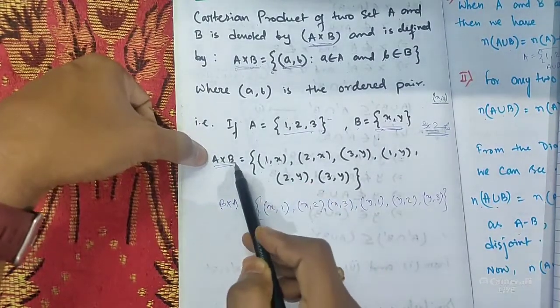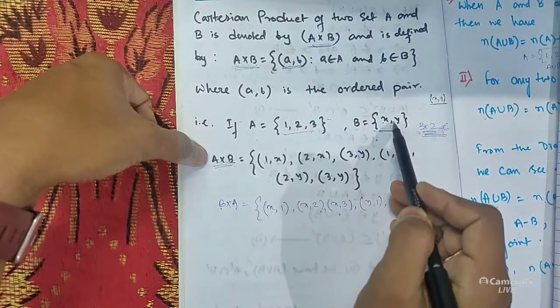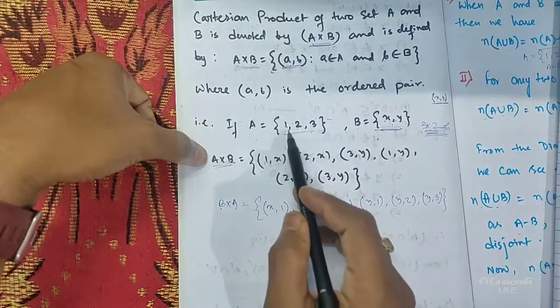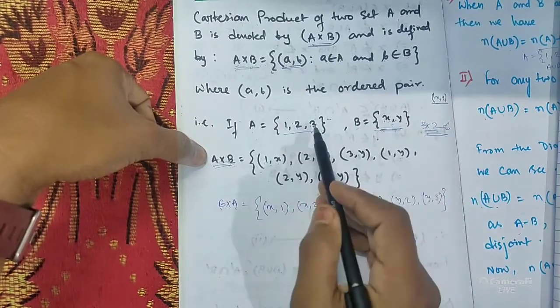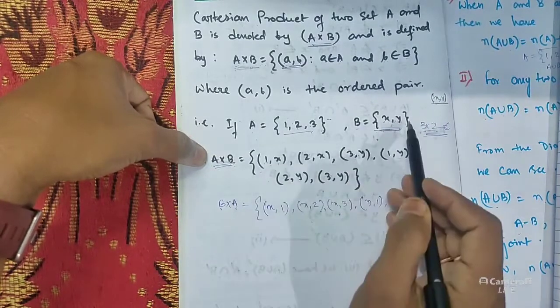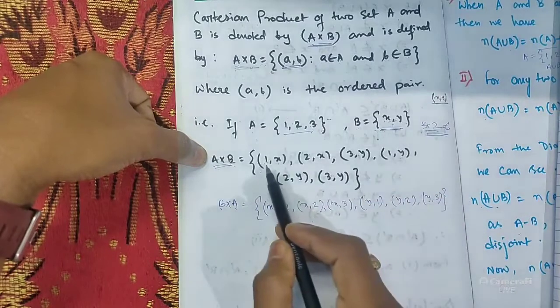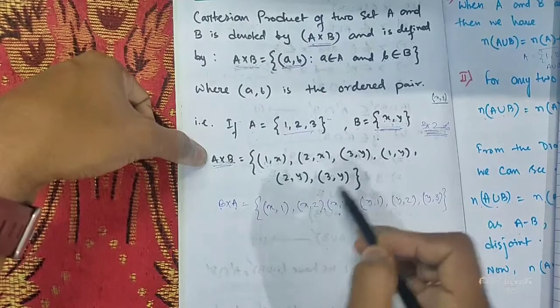B is in the second position, so the second element comes from the second set, that means B set. So how can we form the ordered pairs? 1 comma x, 2 comma x, 3 comma x. Similarly 1 comma y, 2 comma y, 3 comma y. Got it?